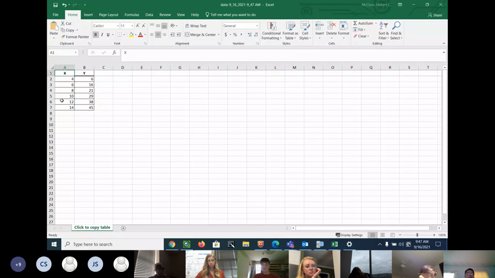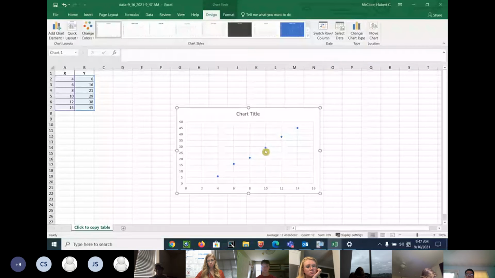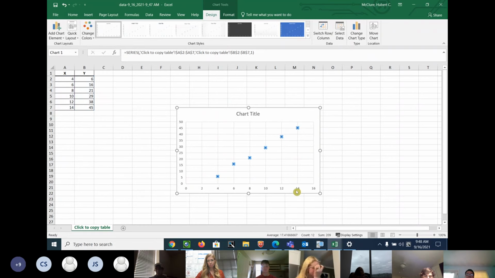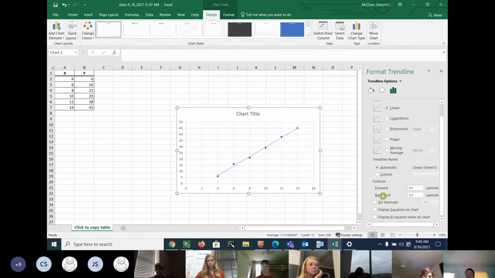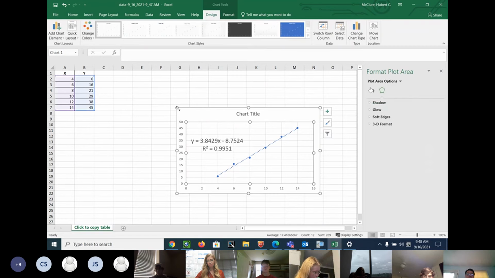Highlight. Go to Insert. Chart plot. Right click. And a lot of you might be saying, well, Hubert, you're going too fast. Well, that's what the videos are for. You can hit rewind, you can hit pause. That's what the videos are for. So, add trend line and display. And there are your correlation coefficient as well as your equation for the regression line.